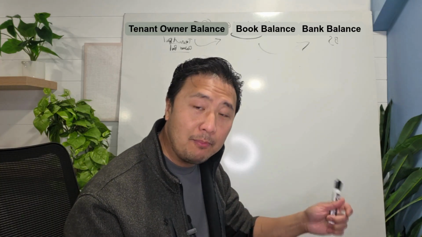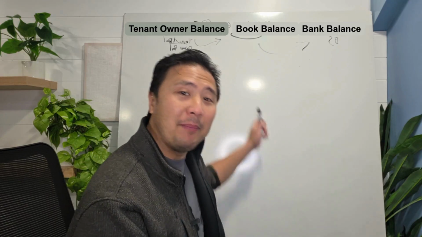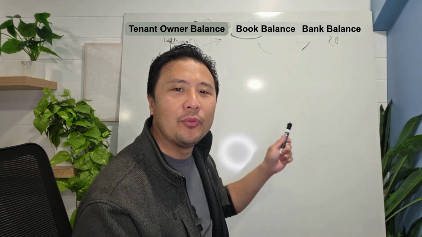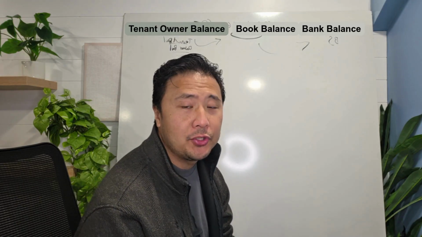Here's the biggest mistake property managers make, right? They reconcile the bank, but they don't reconcile the rest. So the bank balance matches, but tenant balances are off. Owner balances don't match. Security deposits don't tie up. Does that sound familiar? I hope not. But hey, the bank balance says it's good. So we're done, right? No, that's not a three-way reconciliation. That's incomplete.